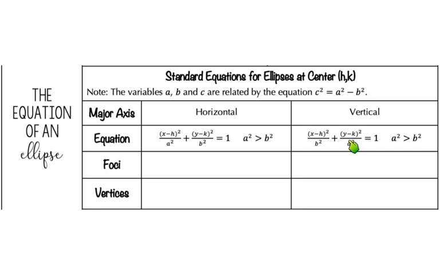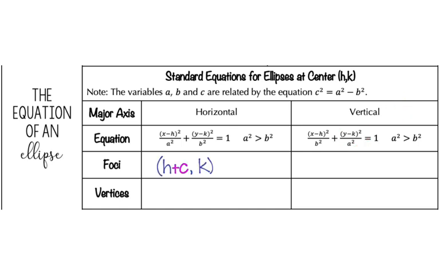Over here, for the vertical, we notice that the A squared is under the y. So this, again, is the major axis length. It's half of it. It's from the center to a major vertex. And it's in the y direction, which is vertical. So we would end up with an ellipse that looks more up and down. It's stretched top to bottom.